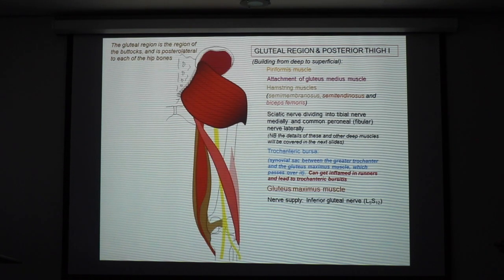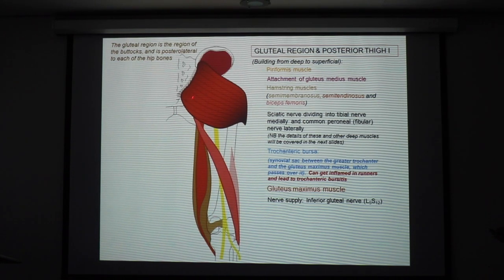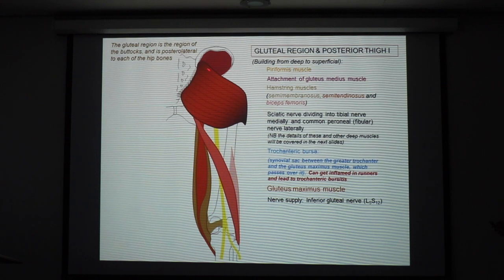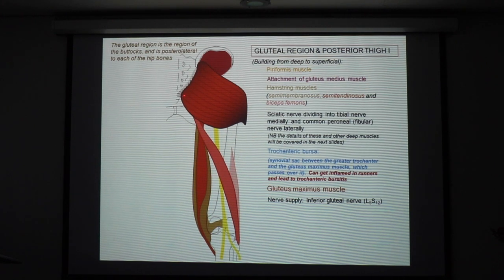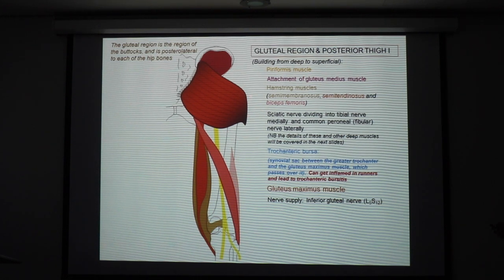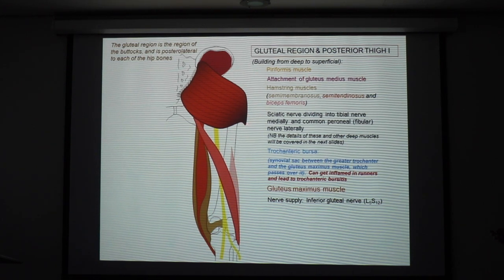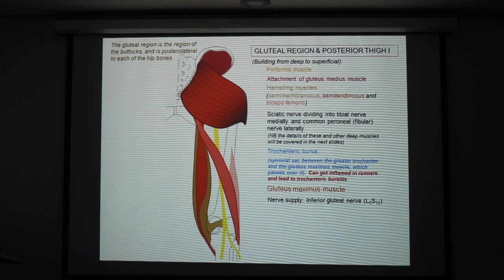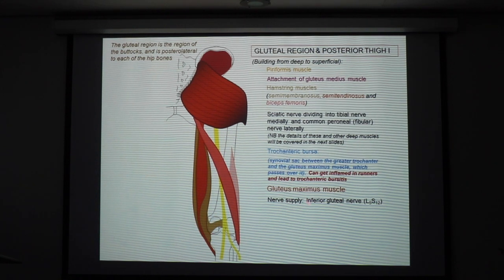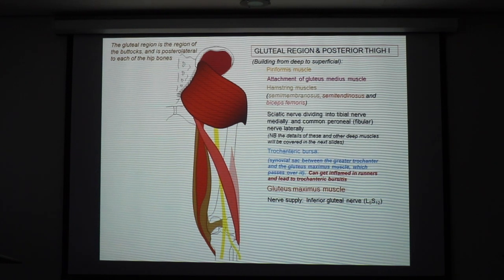This is the gluteus maximus, as we said. It's arising from the posterior part of the posterior gluteal line. It is also arising from the sacrotuberous ligament, and then it goes and gets attached to the iliotibial tract, most of it, two-thirds of it, and then part of it is attached to the gluteal tuberosity. The nerve supply is the inferior gluteal nerve.